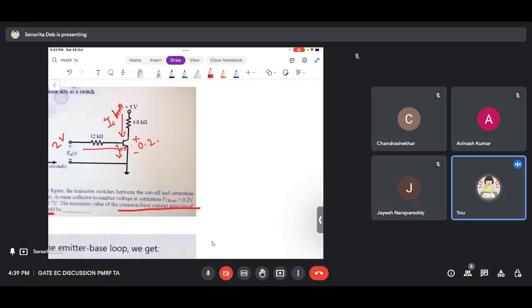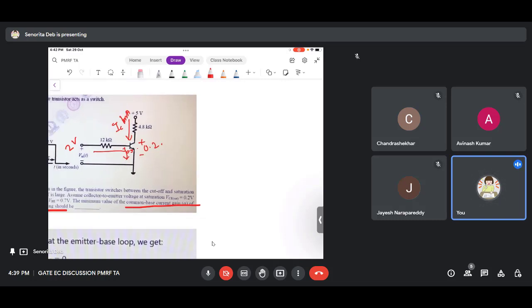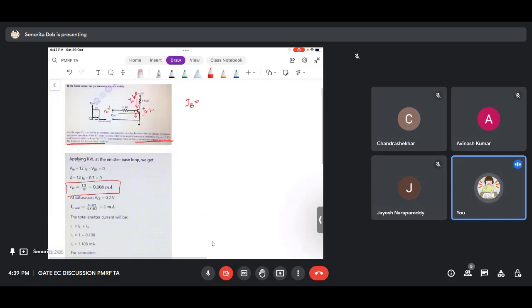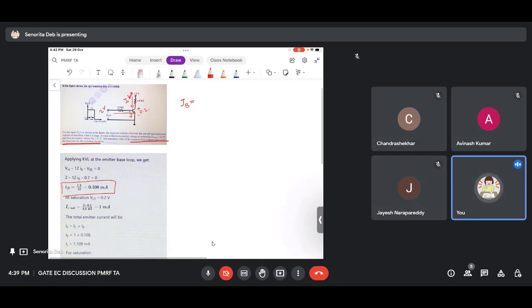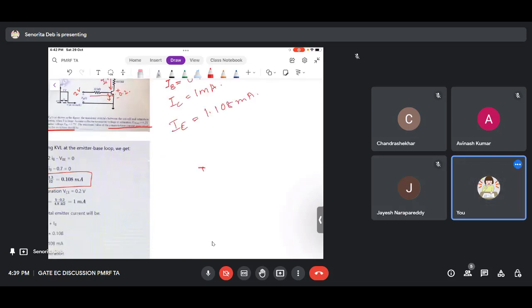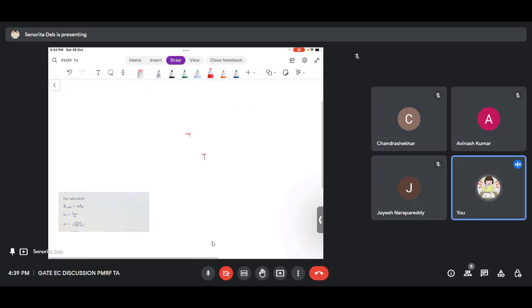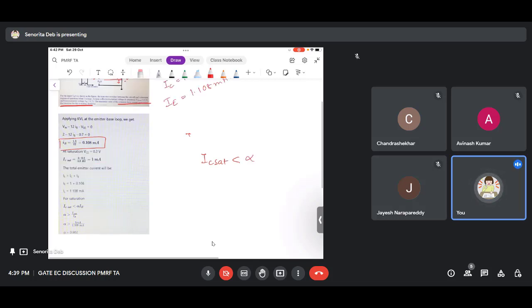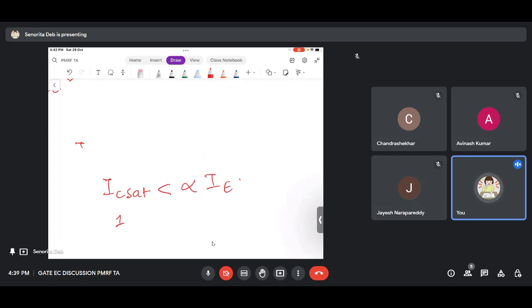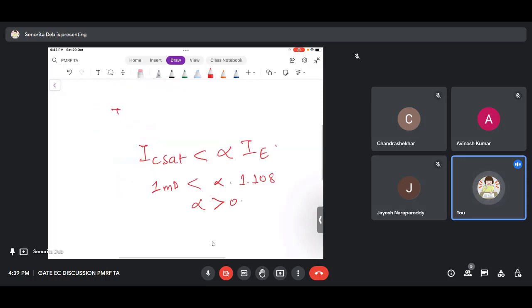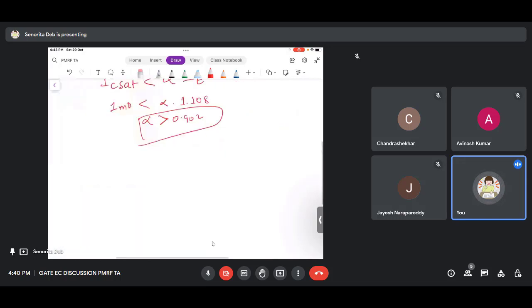Now this is 1 milliampere, and IB you also have, which is 0.108. You have IC, which is 1 milliampere, and IE will be the addition of the two. For saturation, the condition is that IC sat will be less than alpha times IE. You found that IC sat is 1 milliampere, so it is less than alpha times 1.108, and from here alpha will be greater than about 0.9. They are getting 0.908. What they had asked was the minimum value of common base current gain, so alpha is greater than 0.908, which means alpha minimum is 0.908.